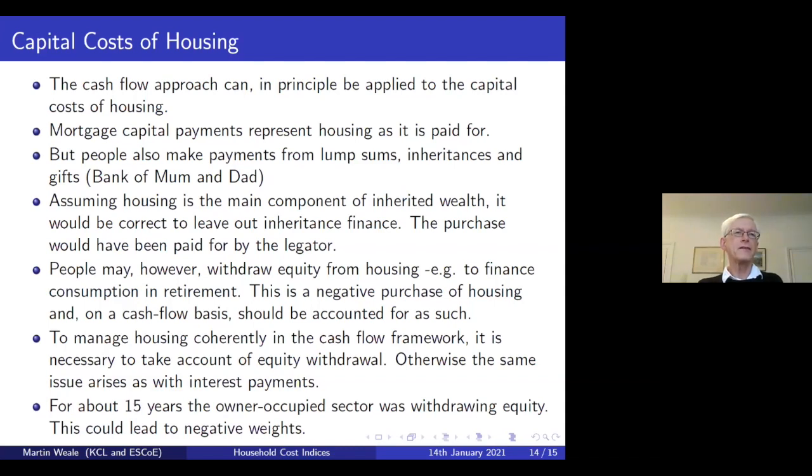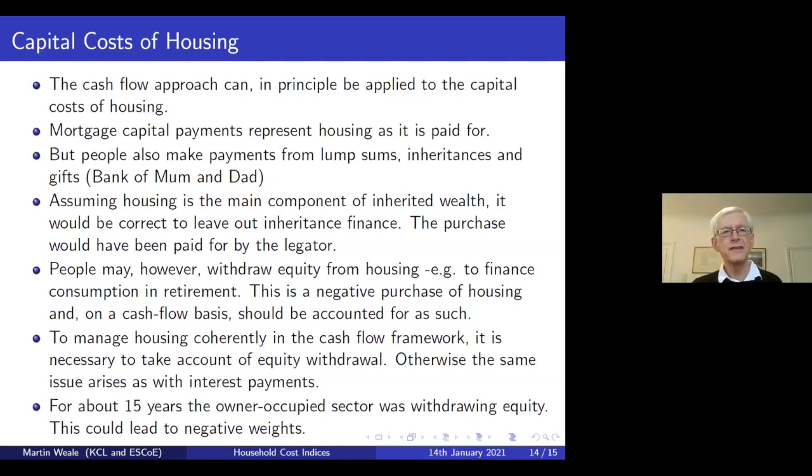Where you start to have more difficulties is when people do equity withdrawal, perhaps to finance consumption in retirement. Now, that's a negative purchase of housing, and it should be accounted for as such. And you do need to take account of equity withdrawal when you look at capital costs on a cash flow basis. Otherwise, you have the same problem as we had with interest rates.